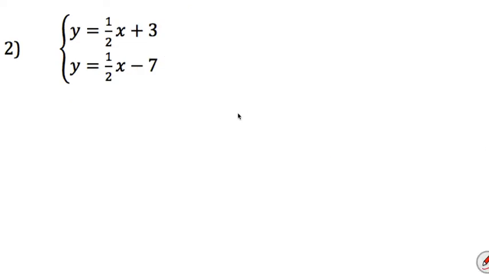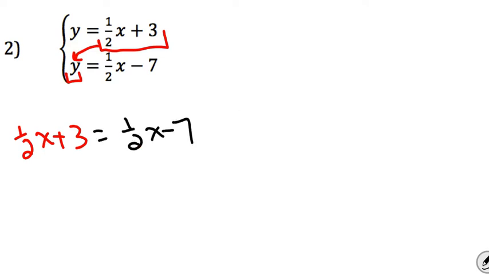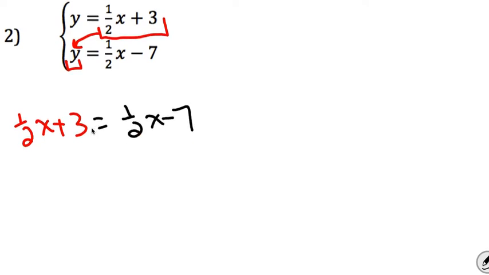Now, these are both solved for y, so what I'm going to do is take this 1/2 x plus 3, and plug it in here for y. It's the same thing as if I were going to take this and plug it in here for y. You can see that they're the same. Okay, so I'm going to plug this in right here for y. So 1/2 x plus 3 equals 1/2 x minus 7. So then we go through our steps to solve.